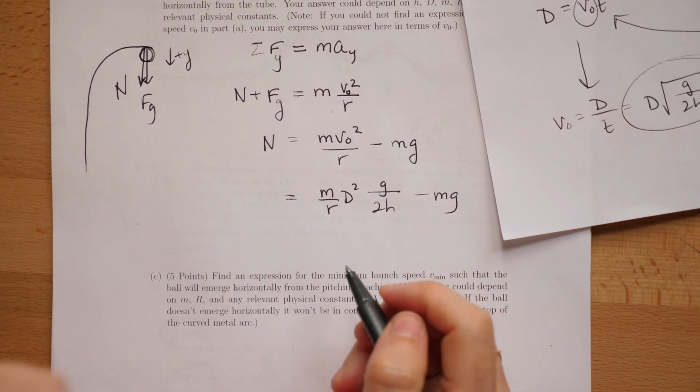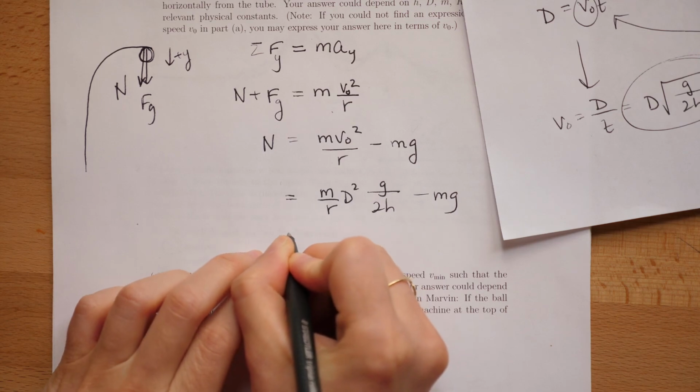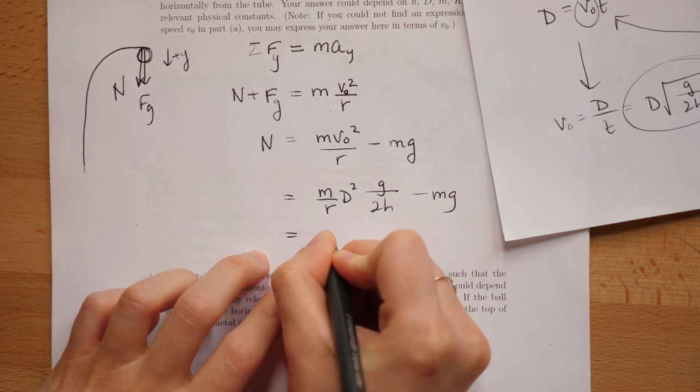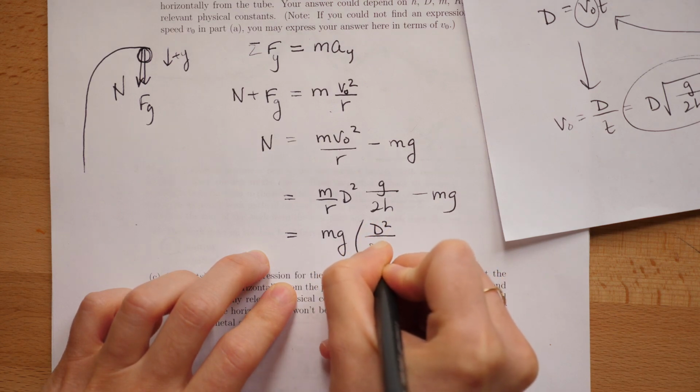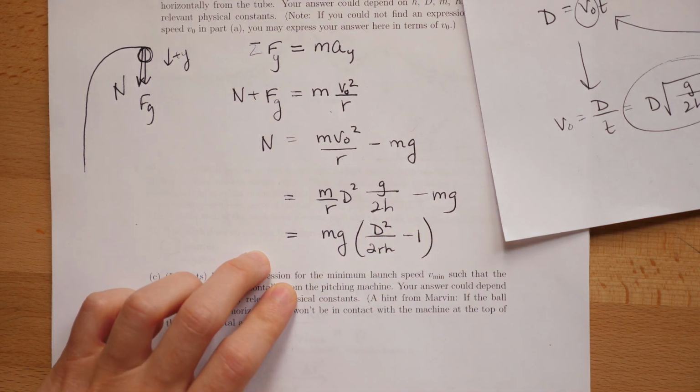And you could clean this up a little bit if you wanted to. You could pull out mg. So mg times d squared over 2rh minus 1.